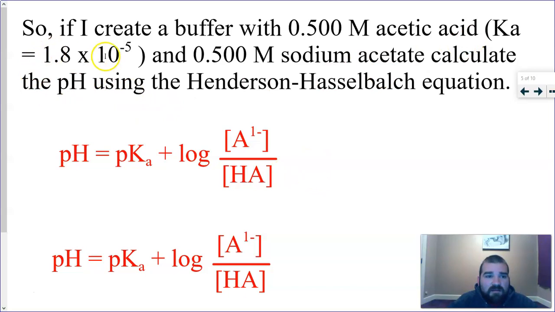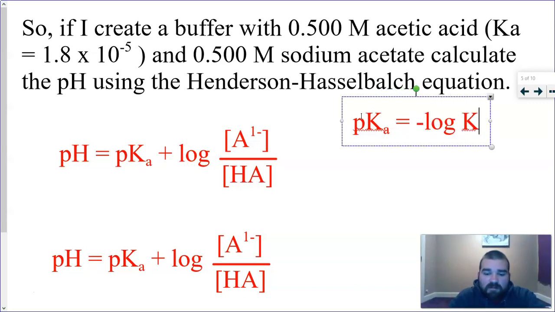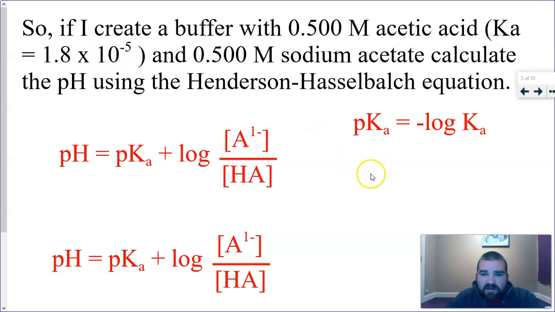So I have a Ka of my weak acid, and we're going to need that. We need that Ka value because we need to solve for pKa. And remember, in your formula packet, that pKa equals the negative log of Ka. So all we need to do is take the negative log of this 1.8 times 10 to the negative fifth.